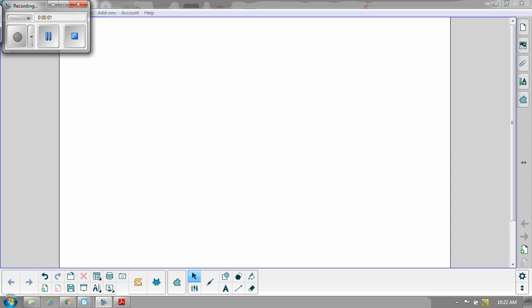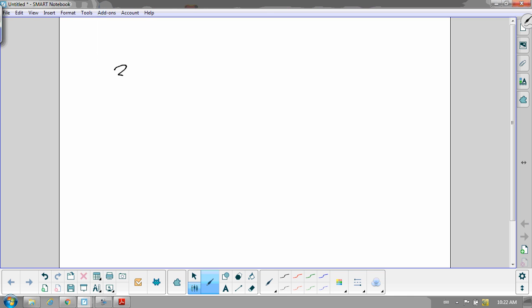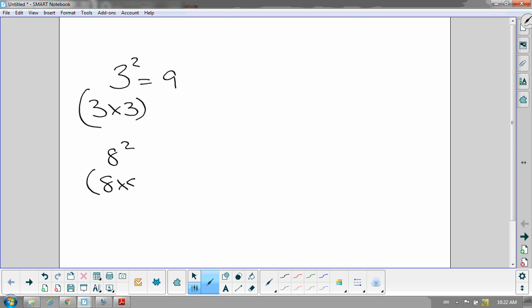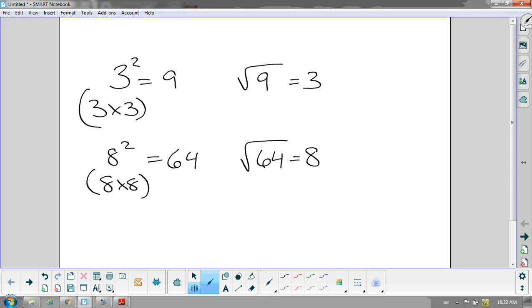Right, so today in class we were talking about perfect squares and finding the square root of a number. So we started with a little bit of review, and we said that 3 squared equals 9, which means 3 times 3 equals 9. And we can also say that 8 squared, which is 8 times 8, equals 64. We can also flip that around, and we can say the square root of 9 equals 3, and the square root of 64 equals 8.